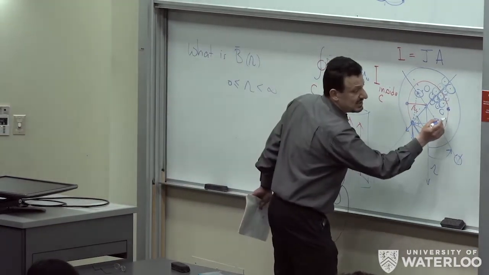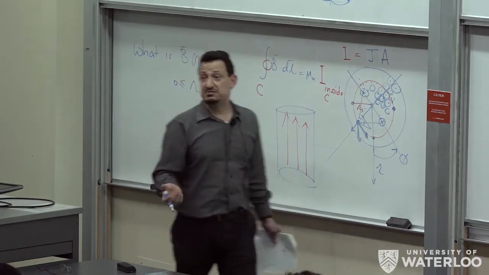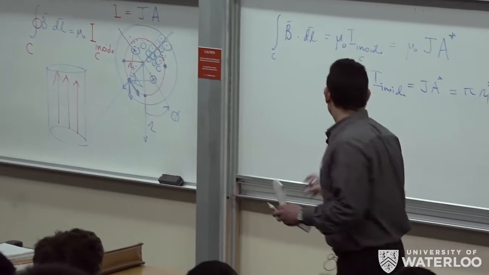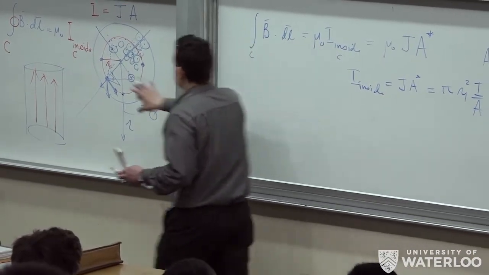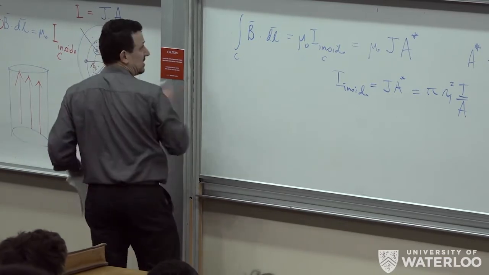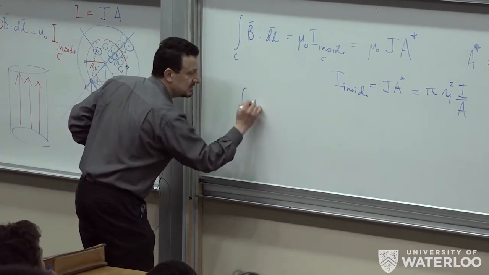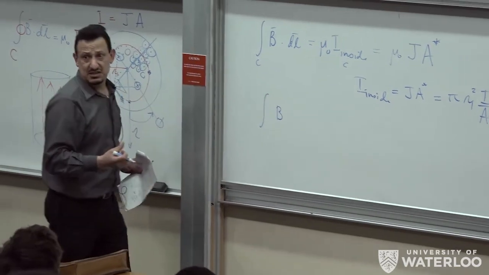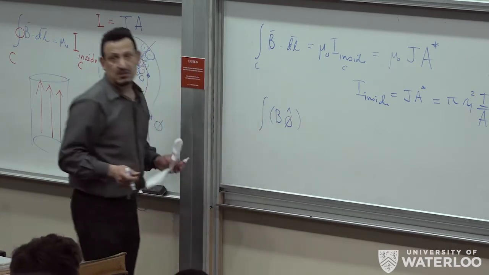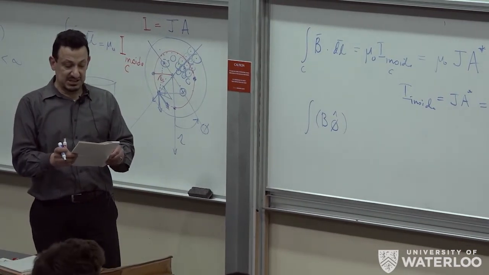Next, I go to any other point. Will I get the same result? Absolutely, because of symmetry. Why should they be different? Okay, so let's continue. So this tells me, once I'm done with this argument, I can come here and say that the B has to be constant in which direction? In the phi direction. Right? It has to be constant in the phi direction.